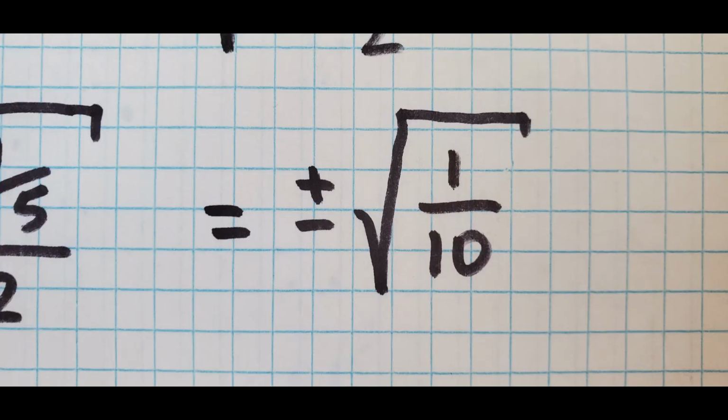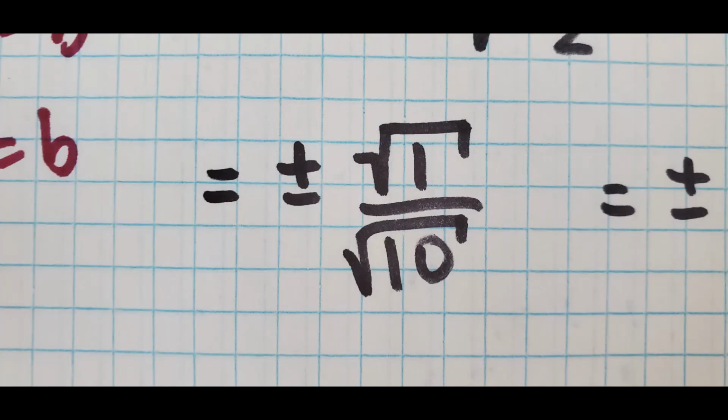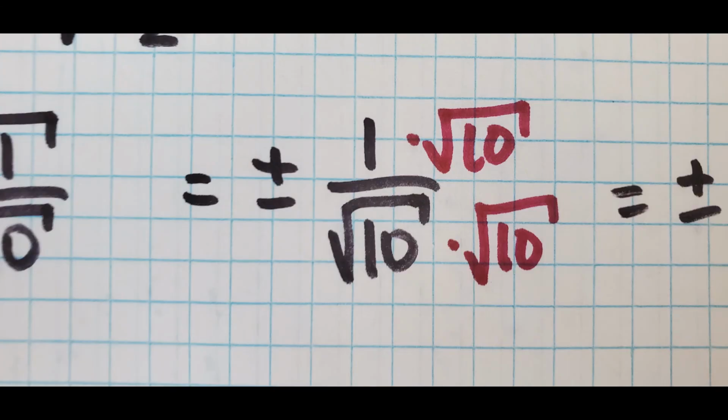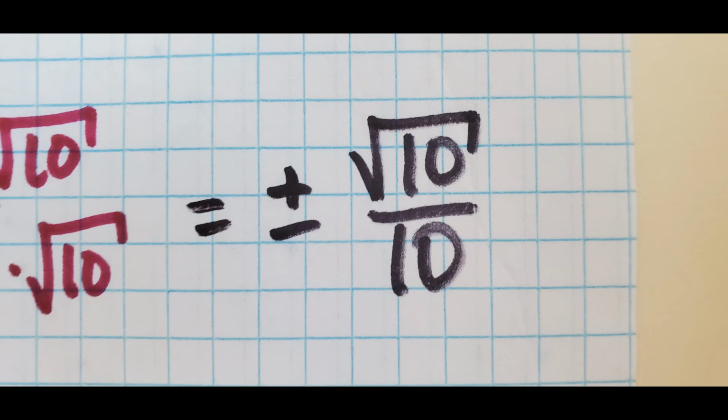And then we're just going to square root the top and bottom. Square root of 1 is just 1. Root 10 is just root 10. We can't have a radical on the bottom, so I multiply by root 10 over root 10. We end up with 1 root 10, or just root 10, over a regular 10, and it should be plus or minus still. Okay?